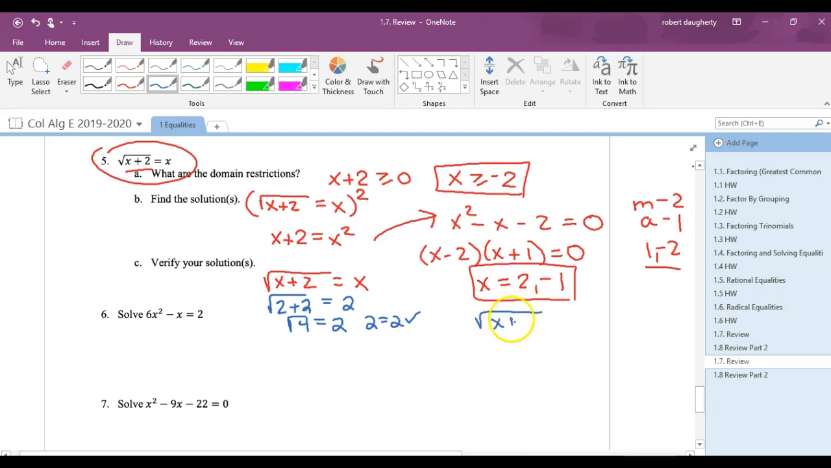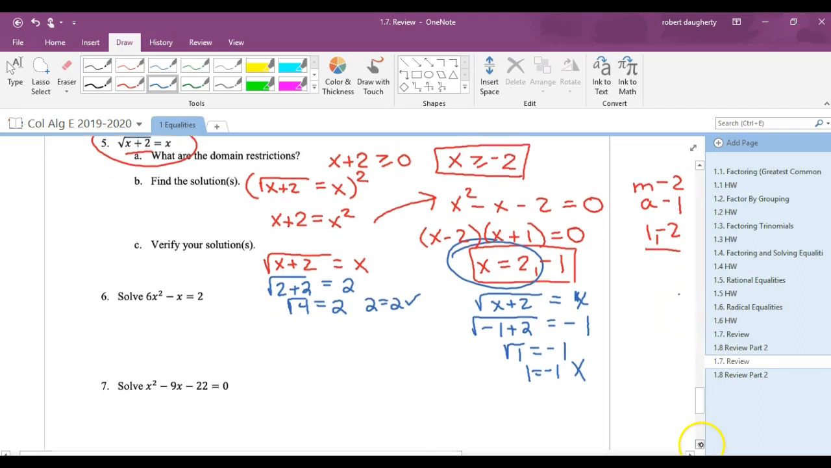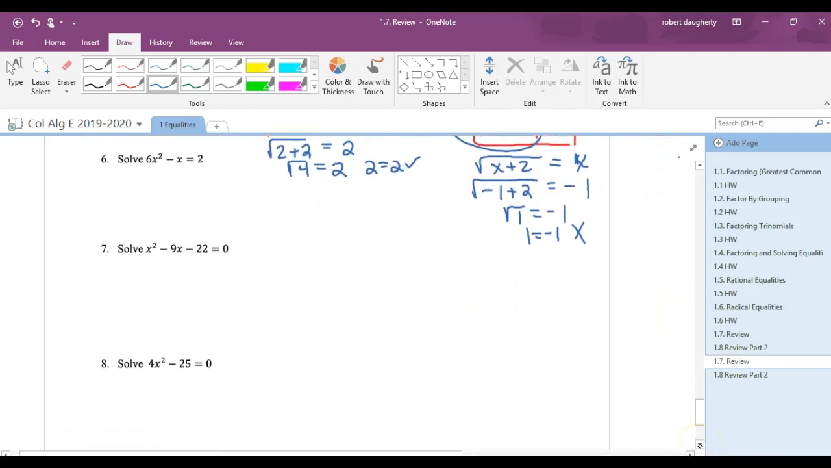Let's plug in a negative 1. So square root of x plus 2 equals x. Negative 1 plus 2, the square root of that, equal negative 1. This means square root of 1 equal negative 1. Does 1 equal negative 1? That does not work. So the only solution here is x equal 2. X equal negative 1 doesn't satisfy the original condition. Okay? So that's why you're going to always need to check your answers on these square root problems.